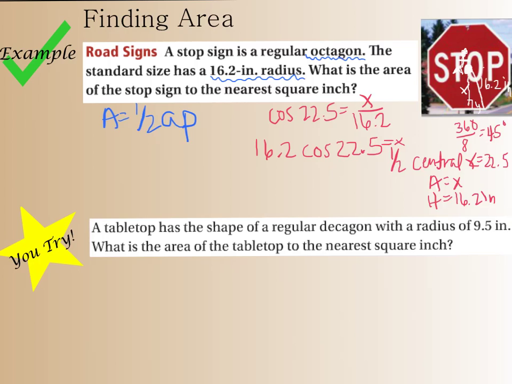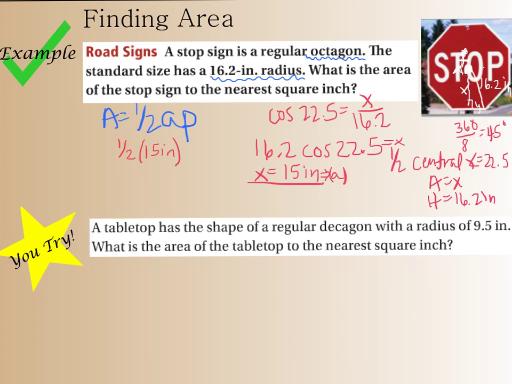Cosine 22.5. And I get that X equals 14.966. So I'm going to round that to 15. Write that neater. I'm going to round it to 15 inches. So that's X, which is really my apothem. So that's going to be helpful. I'm going to plug that in over here. 1/2 my apothem is 15 inches. But now I have to go back and I need to find my perimeter.